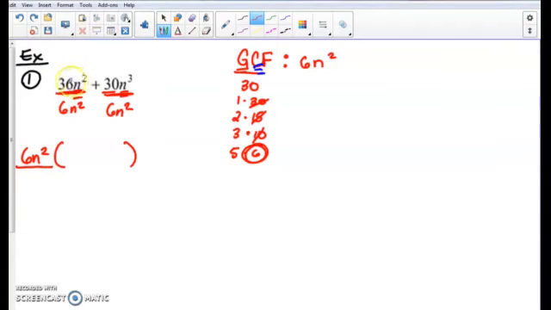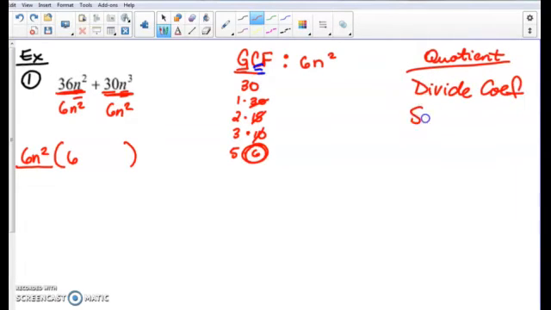So 36 divided by 6 is 6. n squared divided by n squared. Remember from our quotient rules? So when we divide, we follow the quotient rules of divide coefficients, which is what we did first, and subtract exponents. So if we do the 2 minus 2, that's going to give me 0, so they cancel out.